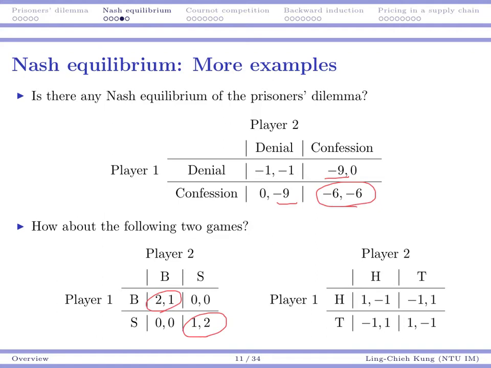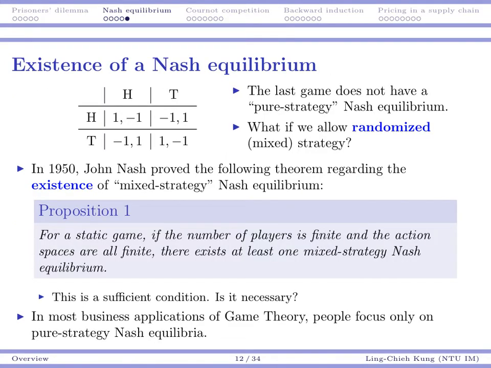For the last game, we can do some investigation and immediately you will see there is no Nash equilibrium. So we got 3 examples: a unique Nash equilibrium, multiple Nash equilibria, or no Nash equilibrium. All are possible. Actually, the previous slides are not rigorous enough because we only talk about pure strategy Nash equilibrium. But if we allow randomized or mixed strategy, things will be different.